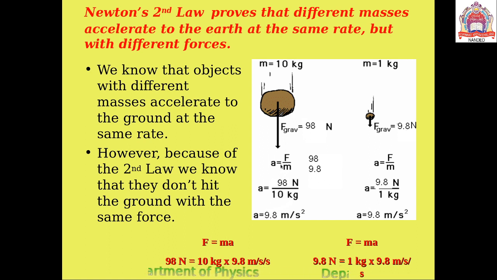Substitute the values. a is equal to force, that is 98 N, divided by the mass 10 kg, we get 9.8 meters per second squared. Similarly here we get 9.8 meters per second squared. Same. Here what happens, 9.8 Newton and 1 kg. So 9.8 meters per second squared.